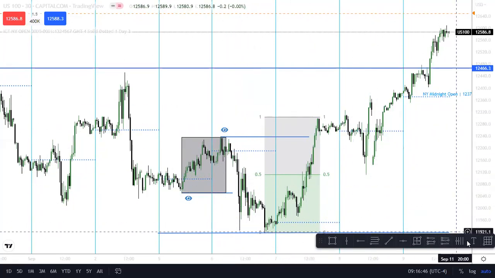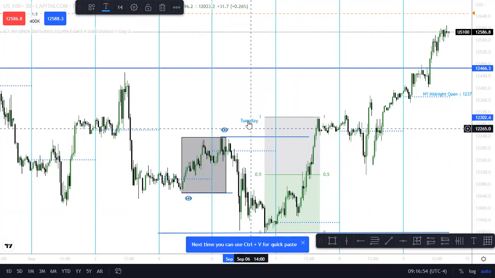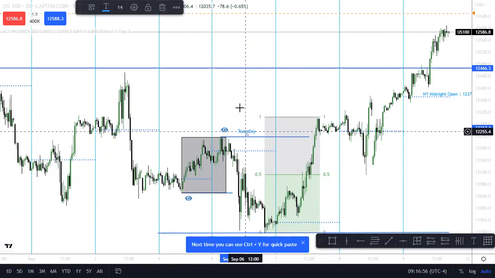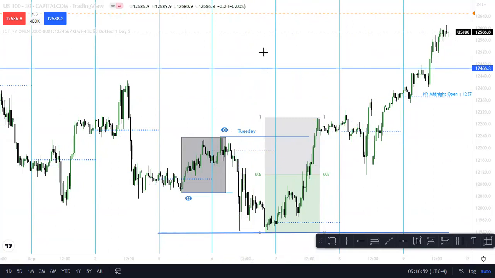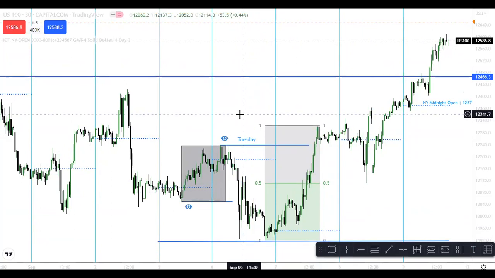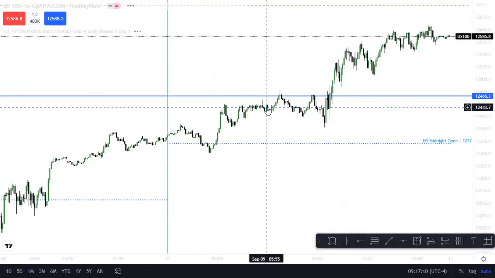Where's that text icon? There we go. Tuesday. So we put that there and we drop inside Tuesday on a lower time frame and study the delivery that we have here. So let's do that. I like M5. So drop to the M5.